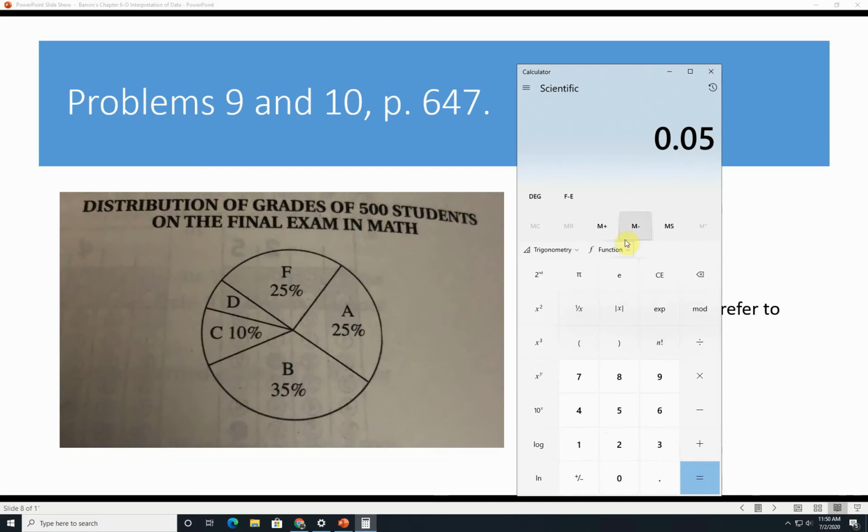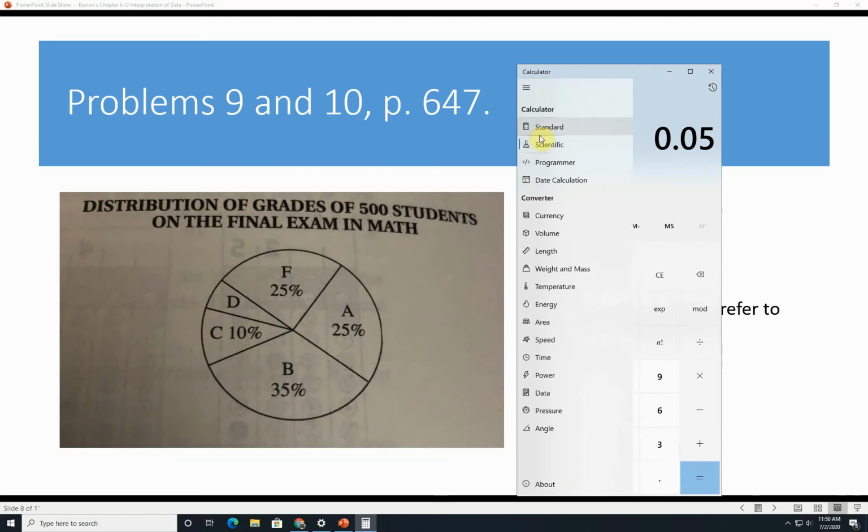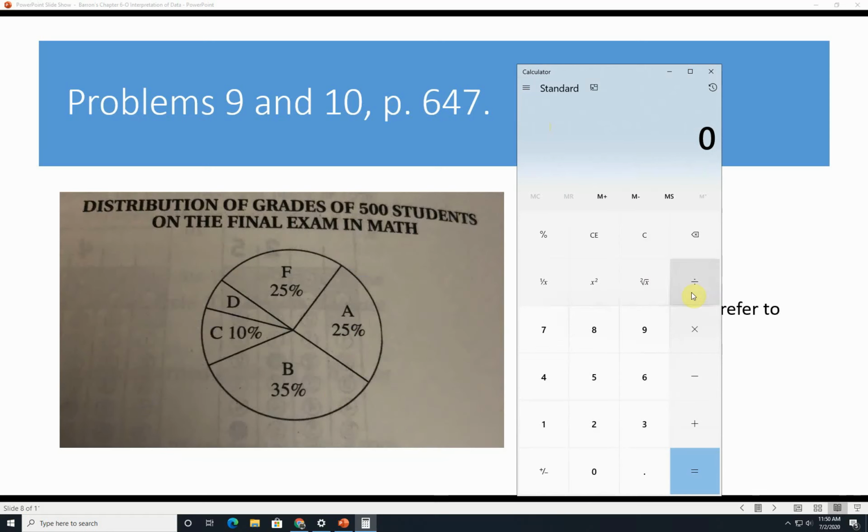Or just use the percent key. I have this set to scientific. I think if I set it to standard, yeah, it gives you it right here, so fine. On your calculator, you'll have both buttons available, I'm sure. So 5%, oh, okay. So I've got to go 500 times 5%. Boom, that's equal to 25.